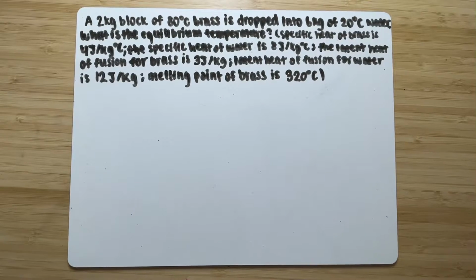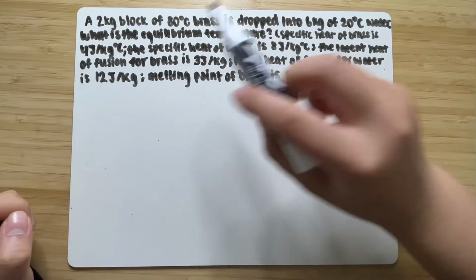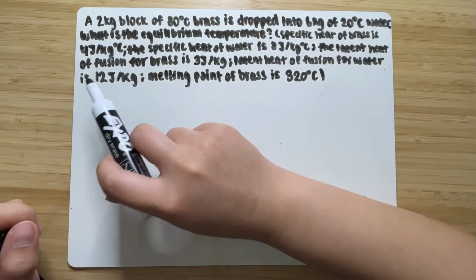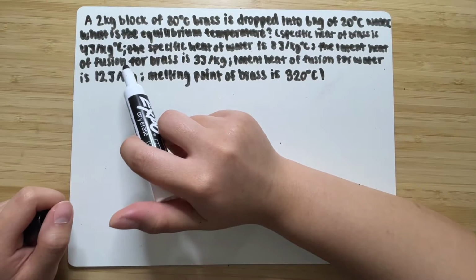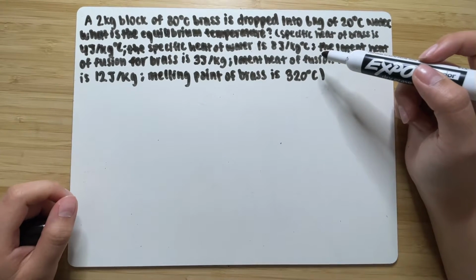A 2 kilogram block of 80 degrees Celsius brass is dropped into 6 kilograms of 20 degrees Celsius water. What is the equilibrium temperature? Specific heat of brass is 4 joules per kg degrees Celsius. The specific heat of water is 8 joules per kg degrees Celsius.